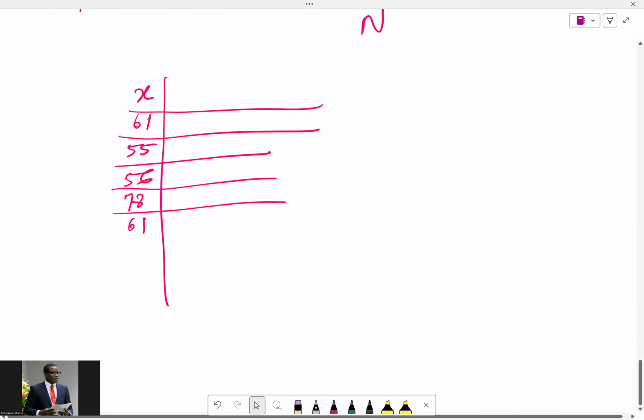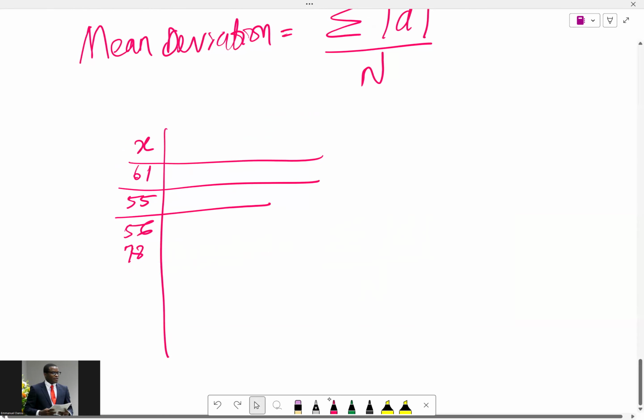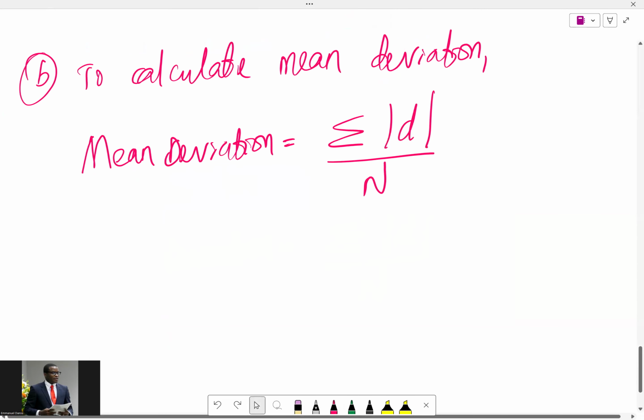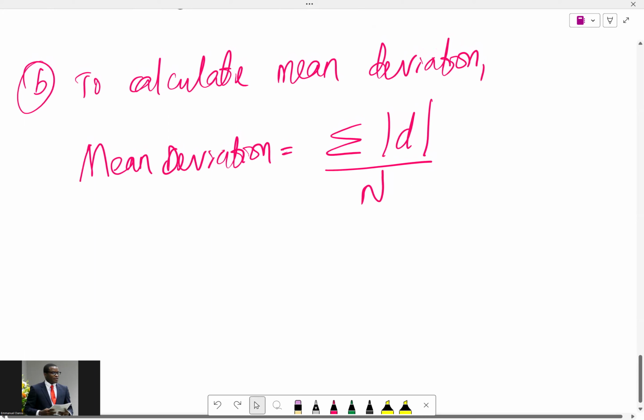Or is this table going to be worth it? I don't know. Okay, let's do it this way. Since it's pretty long, we could as well not bother about the table. But we want to find the mean deviation. This is the same thing as the summation of xi minus x bar, divided by n.